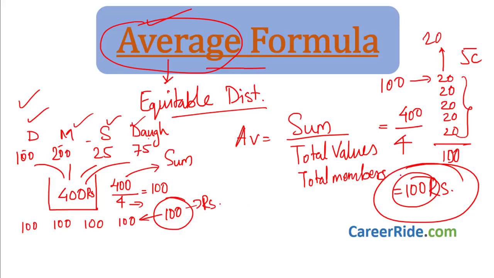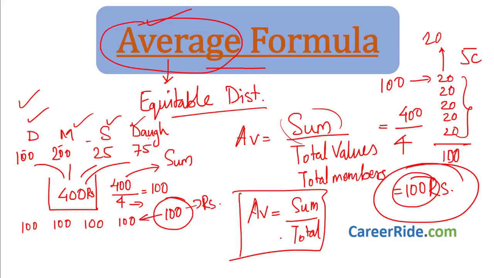See how easily we calculated average. There's nothing to it: just add all the values, that is nothing but the sum, and divide by the total number of values. So how to remember the average formula? Average is nothing but sum upon total. This is the only thing you should remember, and this will solve all the sums related to average. Average means equitable distribution, and average is nothing but add everything, divide by the total number of members or total number of things.